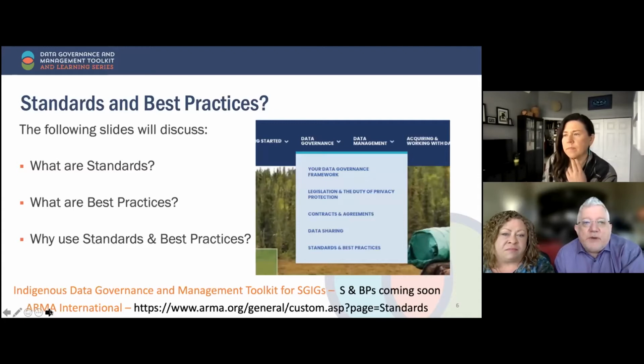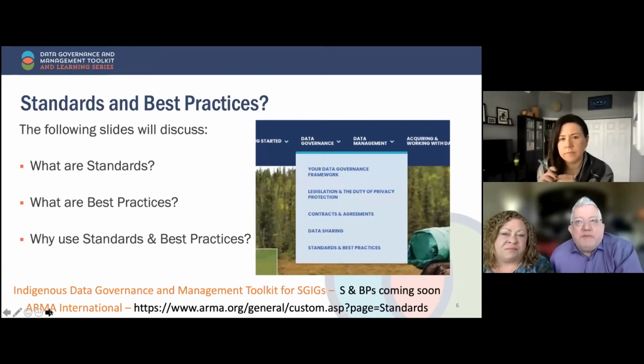On this slide, we ask, what are standards? What are best practices? Why use standards and best practices? And on the Data Governance Toolkit website, there's a web page that is currently under development where you will be able to get downloadable documents that provide you with a list of best practices and standards. On this slide, you see at the bottom in orange, a link to ARMA, which has a good set of standards and best practices that you may wish to review.